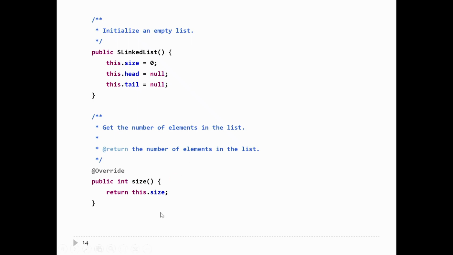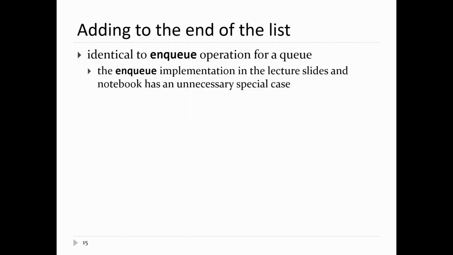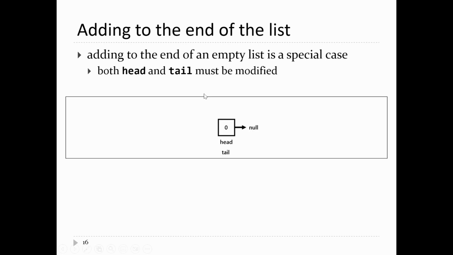Size is dead easy. You just return the size of the list, which we're keeping track of. Okay, now what about adding to the end of the list? That's exactly like enqueuing an element into a queue. Notice that the enqueue implementation in the lecture slides has an unnecessary special case. So you can reuse what I'm going to show you for the queue as well.